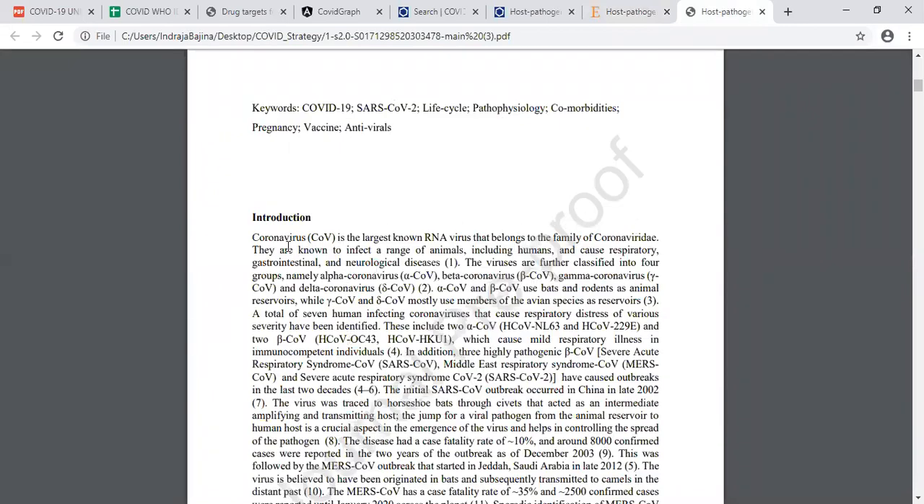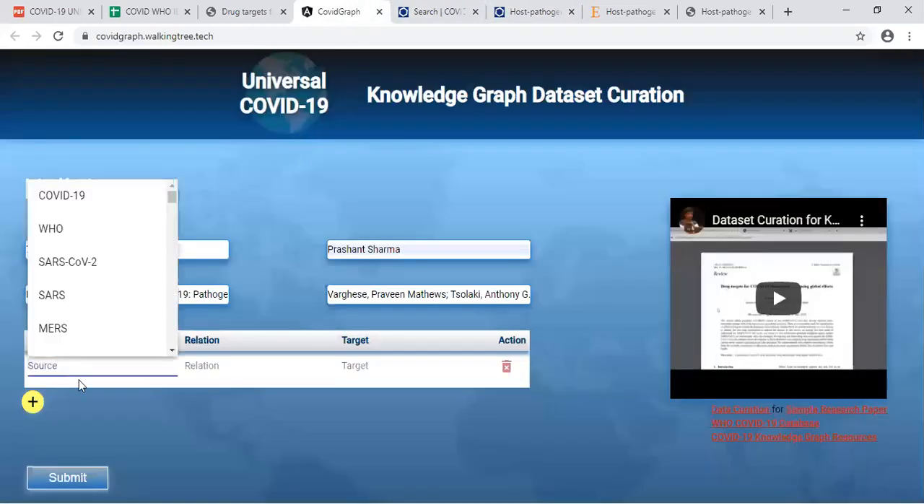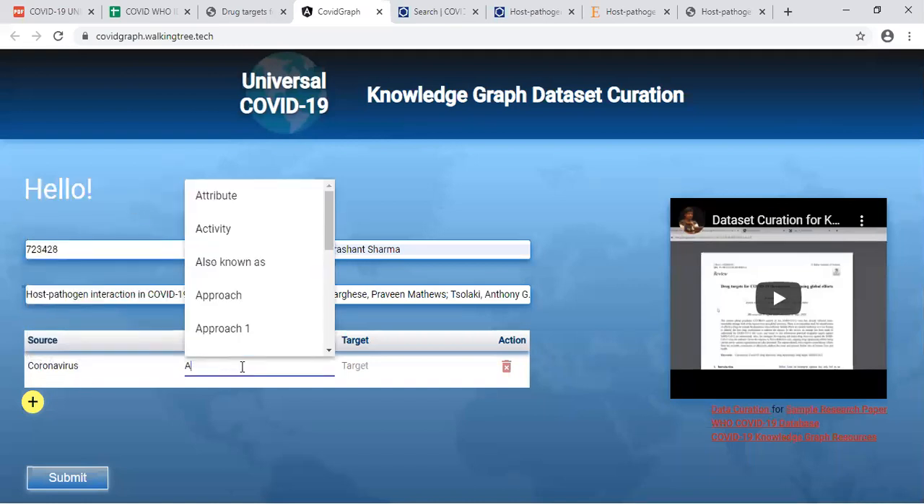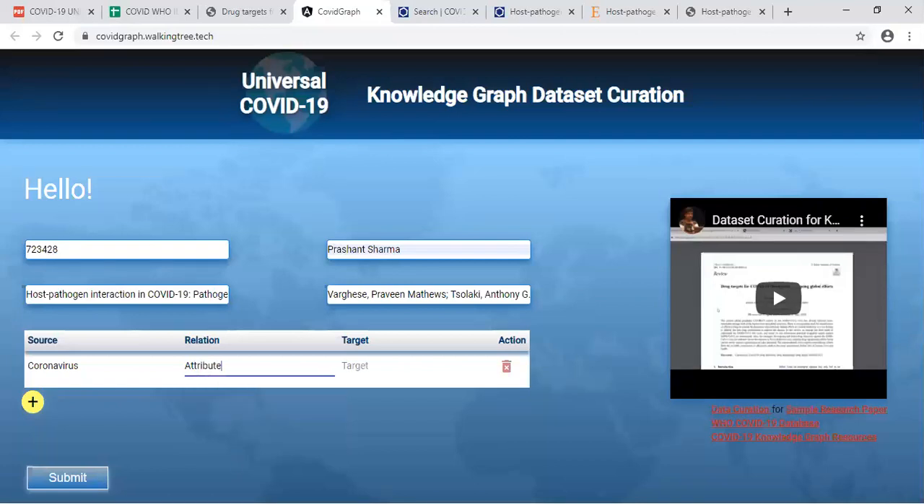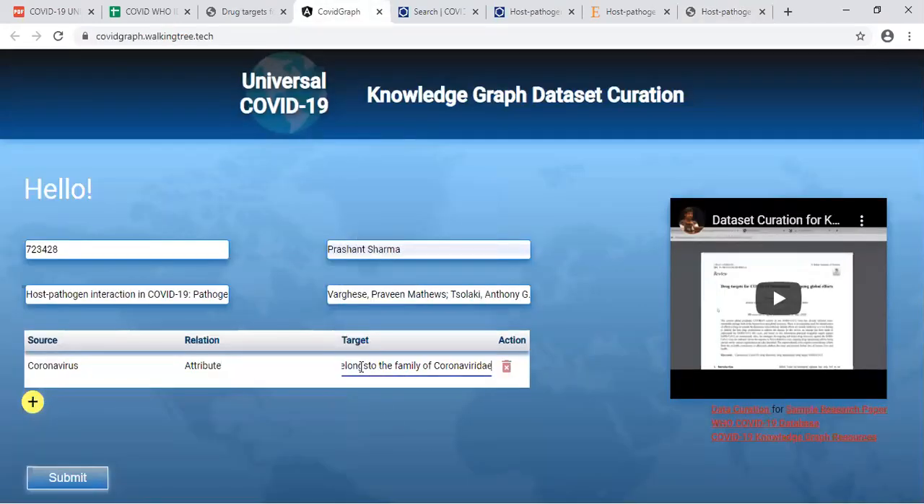So we already took two relationships from here. Then another important relationship is that this coronavirus is in fact the largest known RNA virus in this family. So we curate that as well. And this is an attribute of coronavirus. So we take the relationship as attribute. And the attribute is that it is the largest known RNA virus that belongs to the family Coronaviridae. And we just check it. This is an important relationship which may be useful. And we just add it.